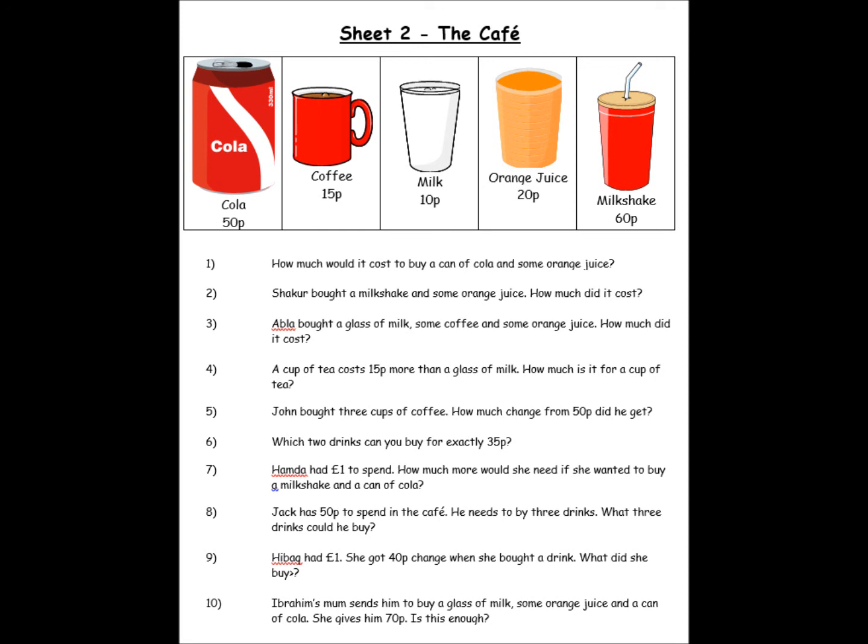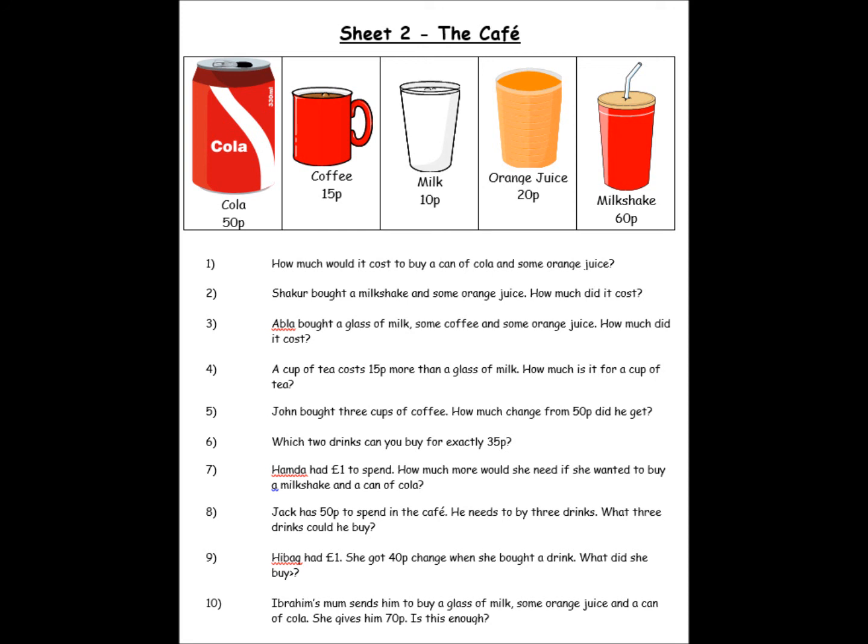For question 2, Shakir bought a milkshake and some orange juice. How much did it cost? So again, a chimney sum would probably work quite well for that. Some of the questions might have 3 things that we're adding together, so just take your time, put everything in the chimney sum, watch out for that place value, make sure everything's lined up nice and neatly.